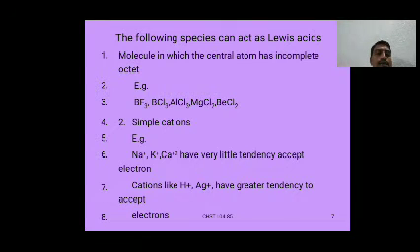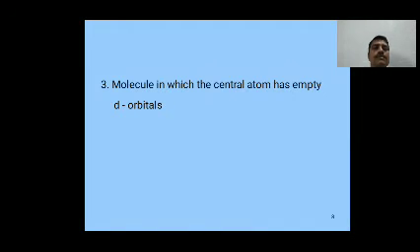Cations like H+ and Ag+ have a greater tendency to accept electrons. Molecules in which the central atom has empty d orbitals, available d orbitals, can accept electrons to complete their octet.